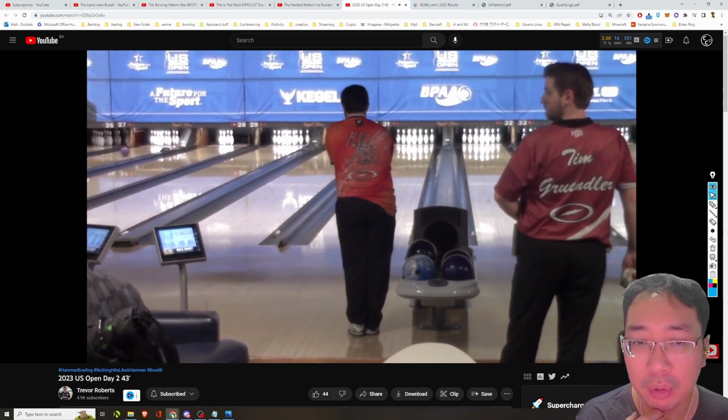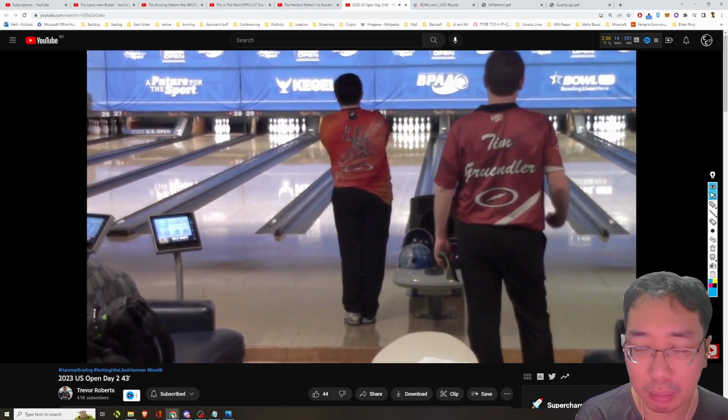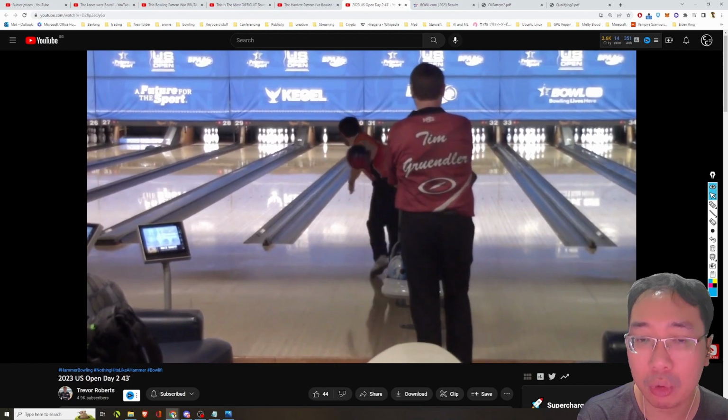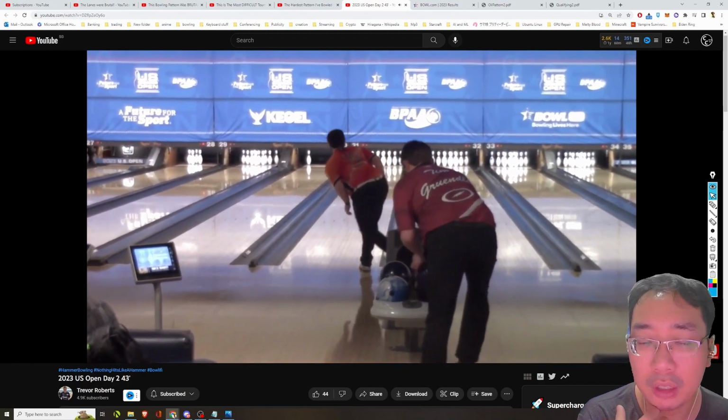So this is why most of the bowlers want to keep the ball in the middle part of the lane, because they want to target the area with the most oil, so that it has the most hold, and the ball will go far enough down the middle part of the lane.